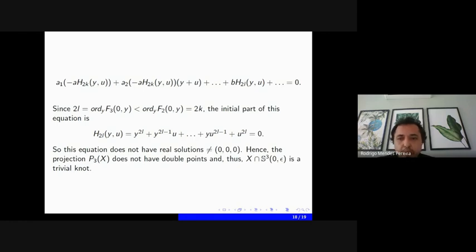So in all cases, you have a trivial knot. So if you ask about the metrically knotted surface, you need to investigate more degenerate cases.